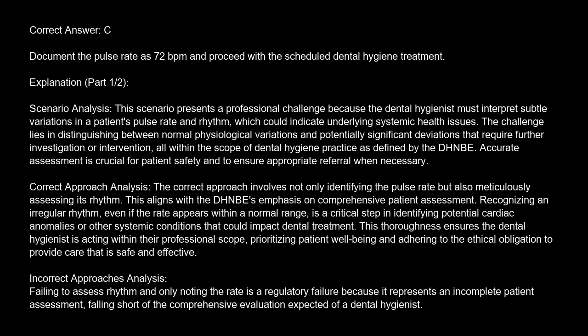Correct approach analysis. The correct approach involves not only identifying the pulse rate, but also meticulously assessing its rhythm. This aligns with the DHNBE emphasis on comprehensive patient assessment. Recognizing an irregular rhythm, even if the rate appears within a normal range, is a critical step in identifying potential cardiac anomalies or other systemic conditions that could impact dental treatment. This thoroughness ensures the dental hygienist is acting within their professional scope, prioritizing patient well-being, and adhering to the ethical obligation to provide care that is safe and effective.